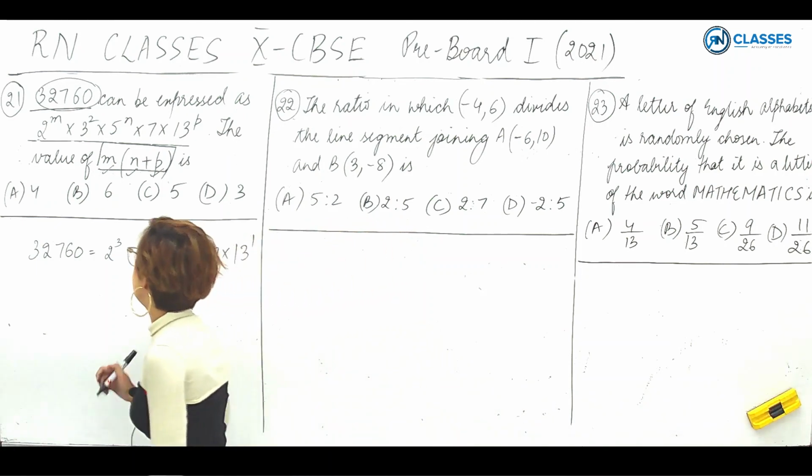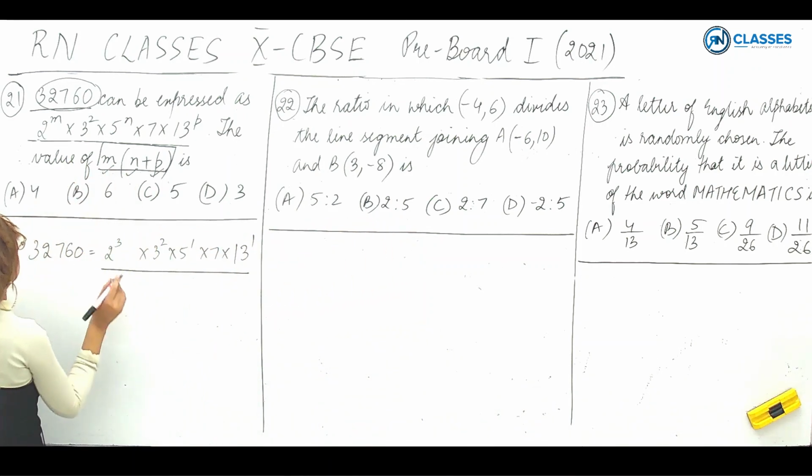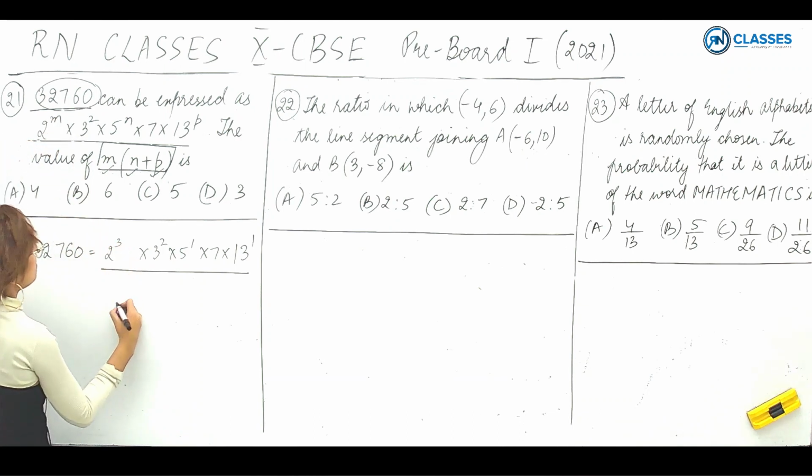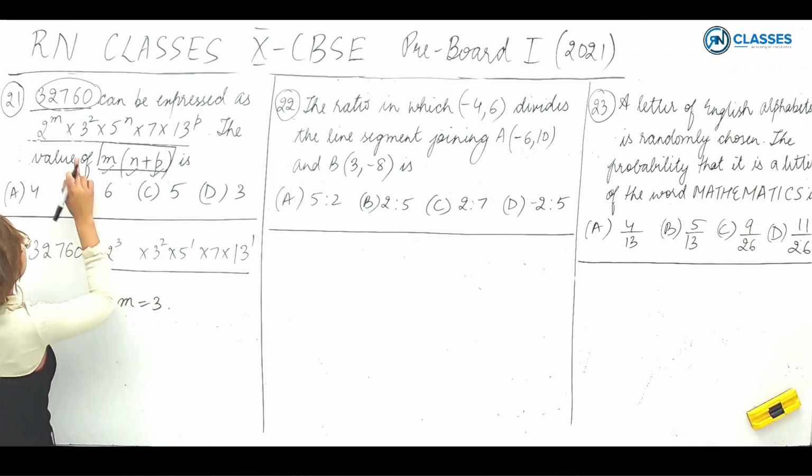Right? Now compare this and this. Now 2 raised by m, 2 raised by 3. That means m is equal to 3. 3 square का कुछ नहीं करना.